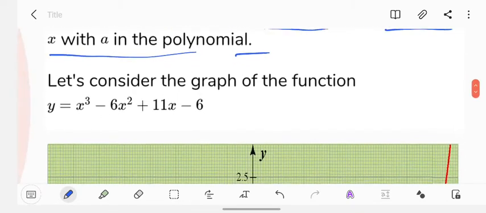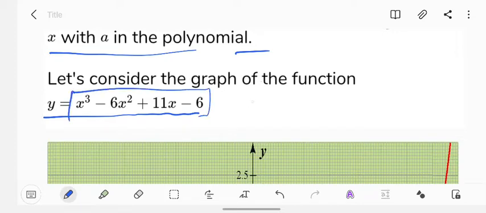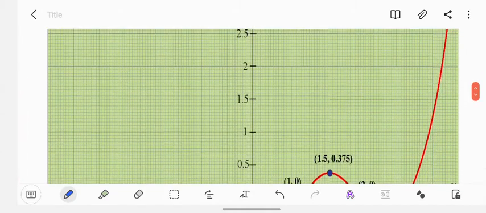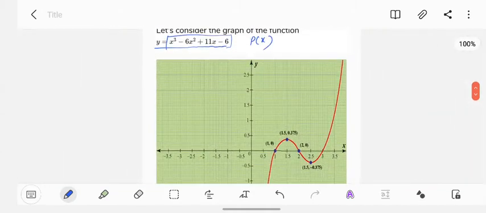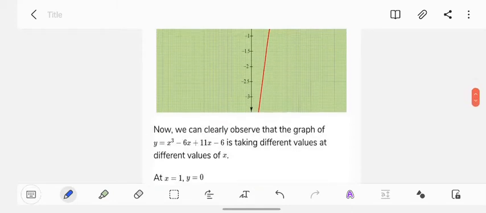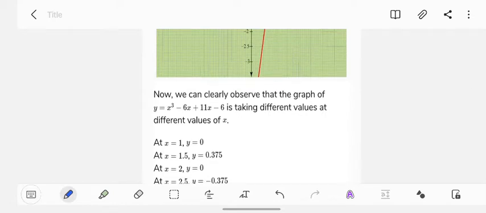Let us consider the graph of the function y equals x cubed minus 6x squared plus 11x minus 6. This is a cubic polynomial. Now look at the graph. Since it is a cubic polynomial, we have got 3 zeros, 3 intersections at the x-axis. Number 1 here, number 2 here, number 3 here. Depending upon the values of x, you get the values of y.